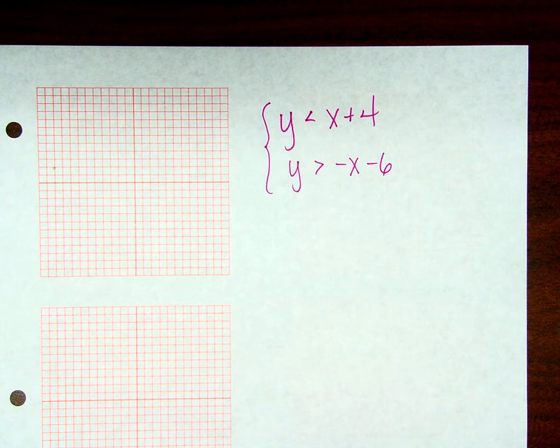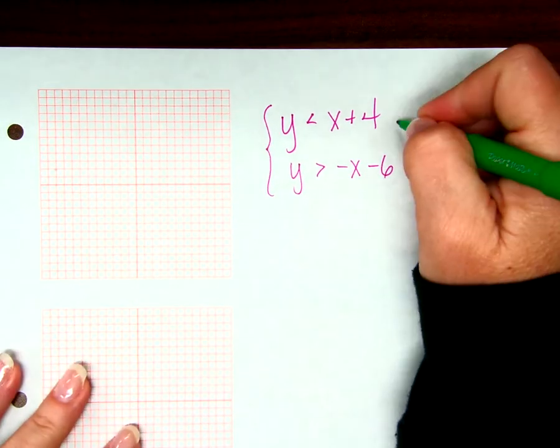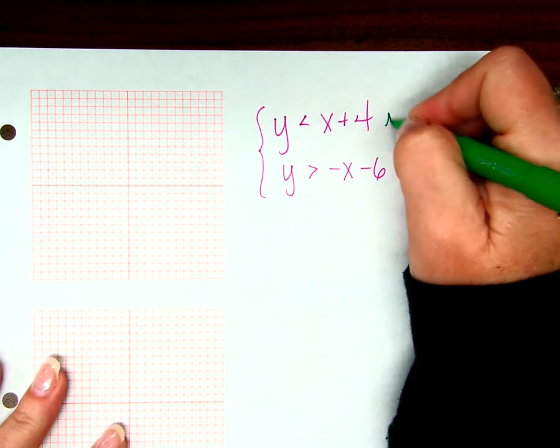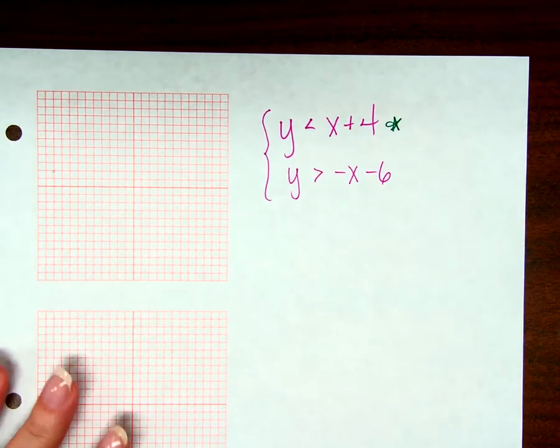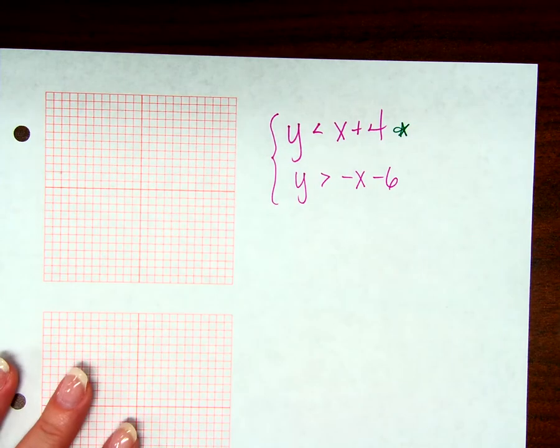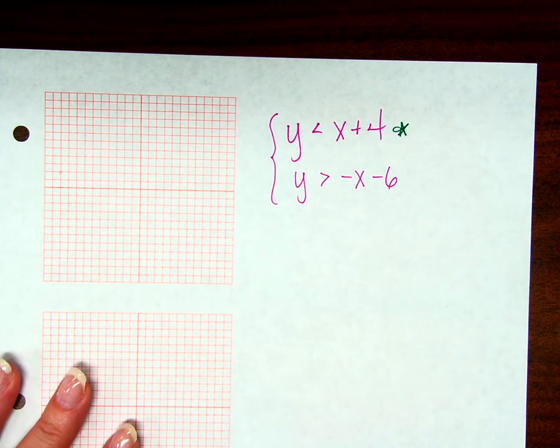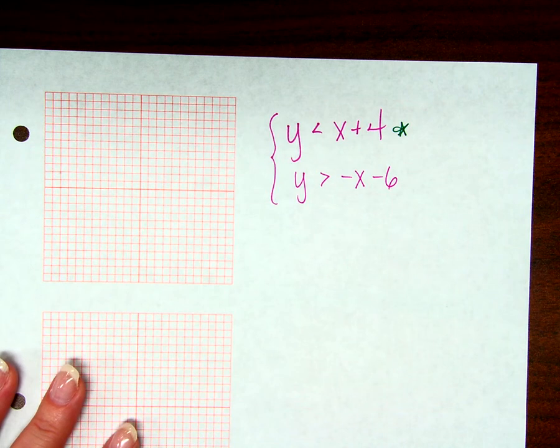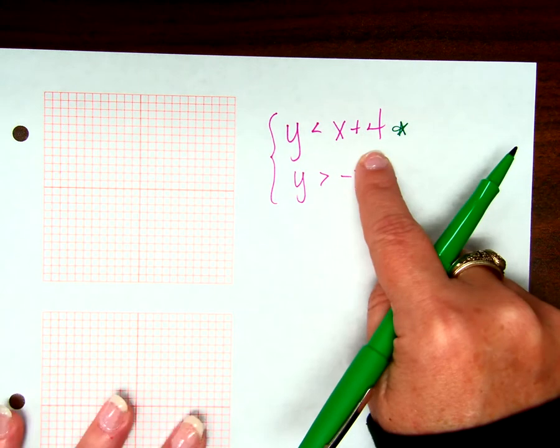So let's graph the first equation. Excuse me, it's not an equation, it's an inequality. But let's graph the first one. And I put a green star by it because I'm going to graph it in green marker so we can tell the difference. No, you don't have to star it. I'm just telling you which one is which to keep it less confusing. Okay? So how do I graph this first one?